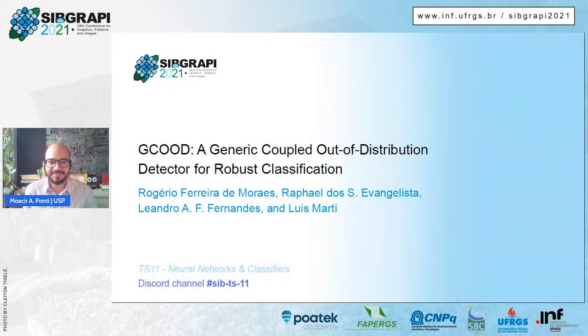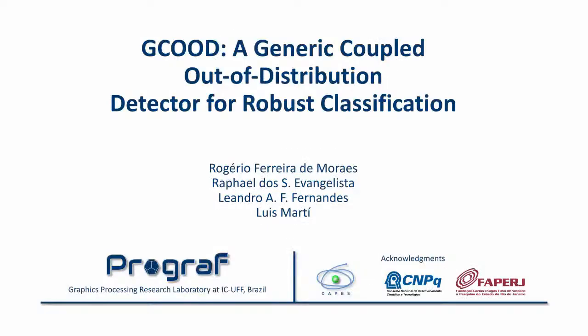The next paper is GCOD, a generic coupled out of distribution detector for robust classification. That is going to be presented by Rogério Ferreira de Moraes.